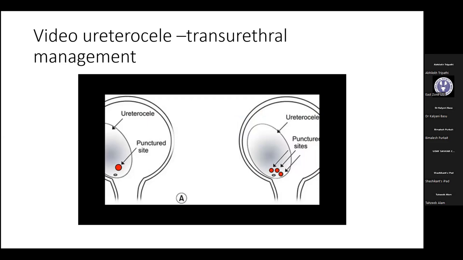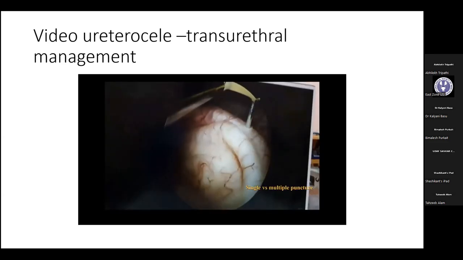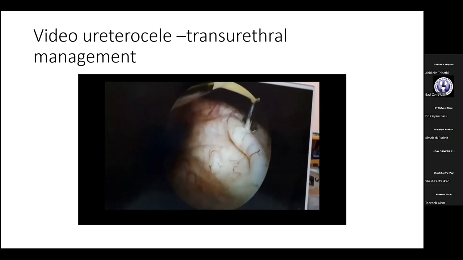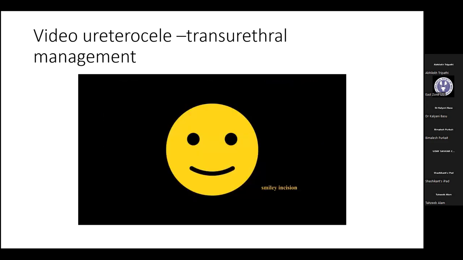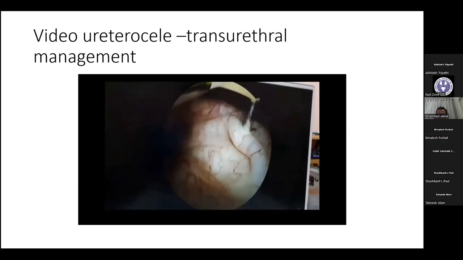What is Zinner syndrome for ectopic ureter? The Zinner syndrome is ectopic ureter with absent ipsilateral kidney and seminal vesicle cyst.